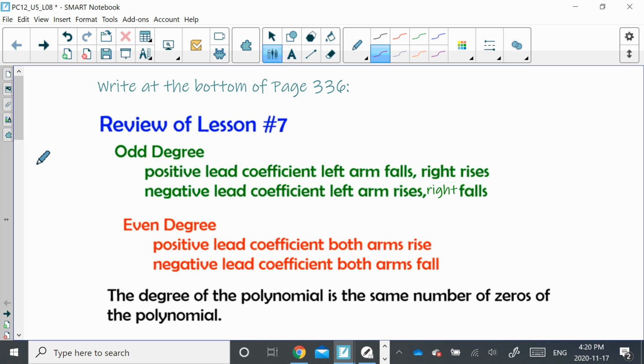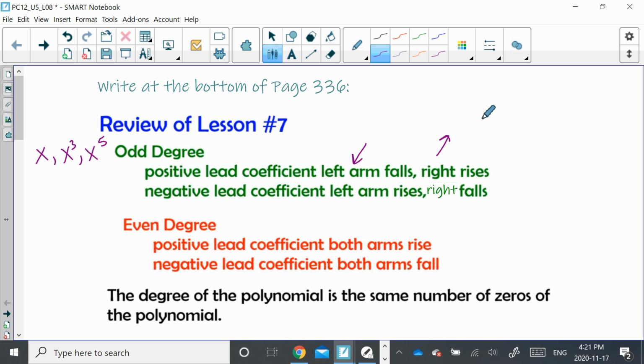An odd degree polynomial would be a degree of 1, x to the 1, x to the 3, x to the 5, x to the 7. Those would all be odd degree polynomials. What you need to know is the end behavior of these polynomials. So if I give you an odd degree polynomial and the leading coefficient is positive, what happens is the left arm of the graph is going to fall and the right arm of the graph is going to rise.